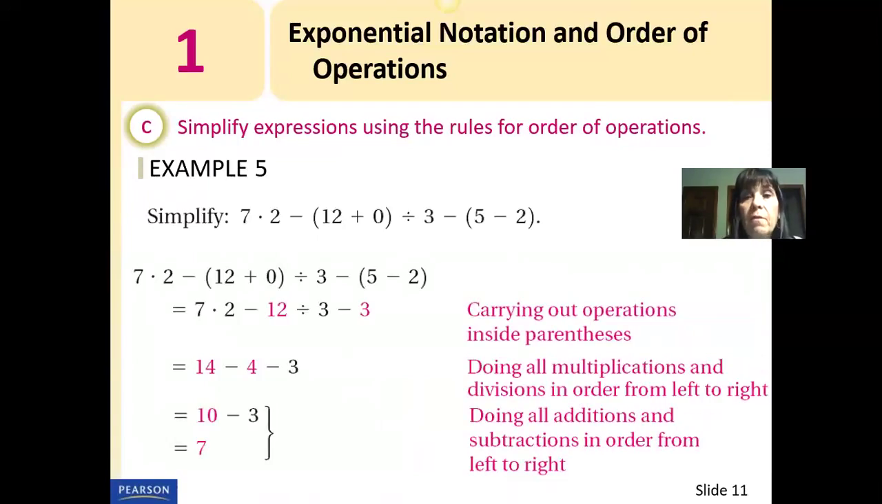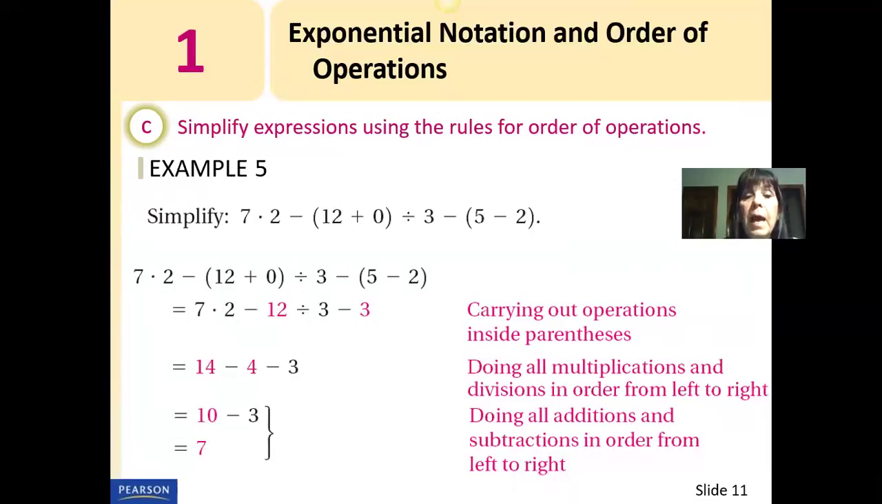All right, now we have a really complicated one with lots of different expressions. So again, first thing I will do is the parentheses. Now in this one, I have 2 sets of parentheses, and they are not connected. There is just one set of parentheses with a 12 and a 0 in it, and then another set with a 5 minus 2. So they are just side by side. You do them left to right.